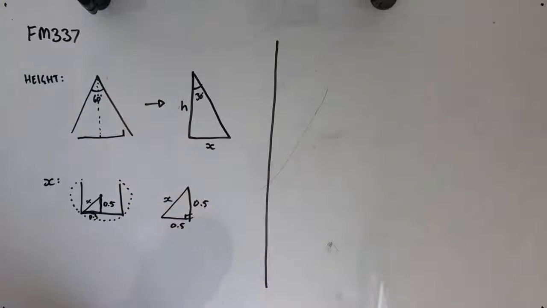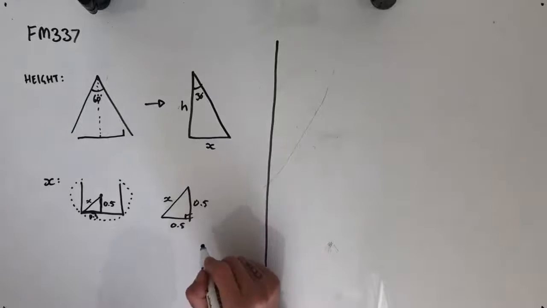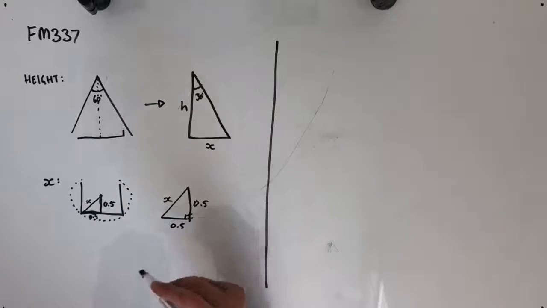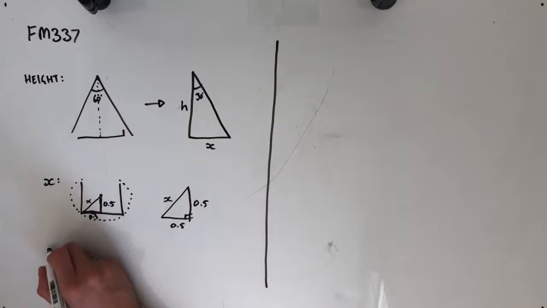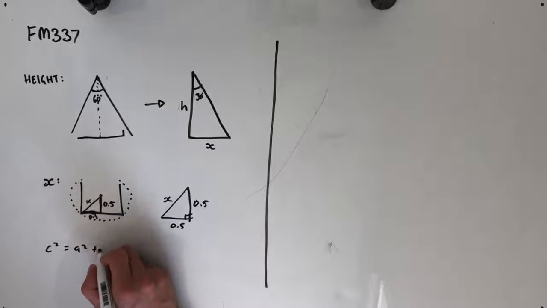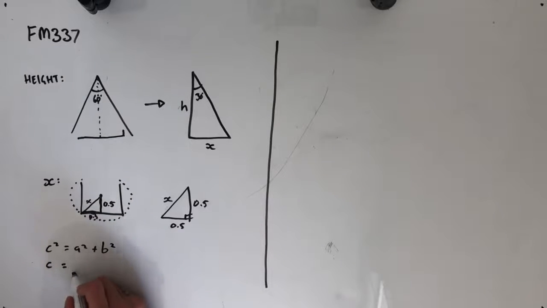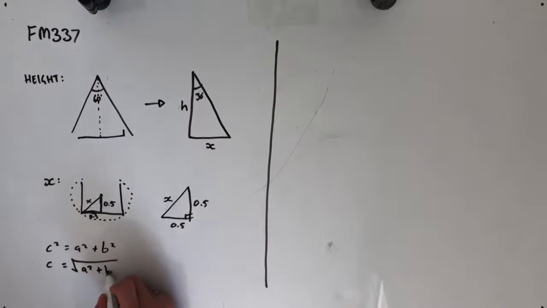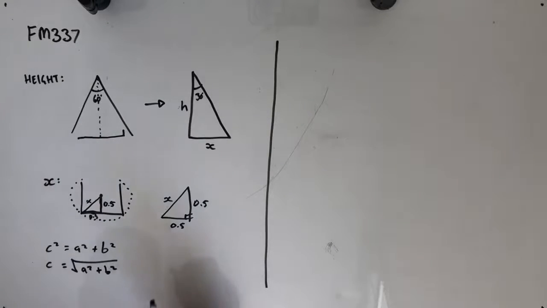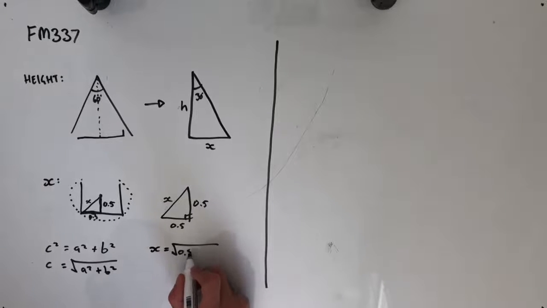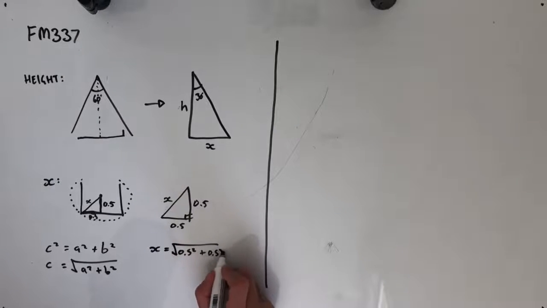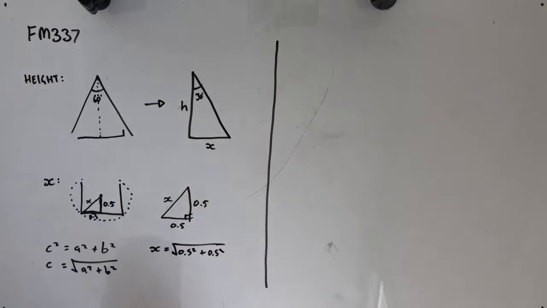So the hypotenuse of this right angle triangle is going to be x, and of course we can use Pythagoras theorem to give x a value. So we're solving for the hypotenuse, which means we usually use c squared equals a squared plus b squared. I like the formula c equals square root of a squared plus b squared better. So substituting our values into that, c is going to be x, and we should get x equals the square root of 0.5 squared plus 0.5 squared, which once we simplify it down, we should get root 0.5 for our value of x.